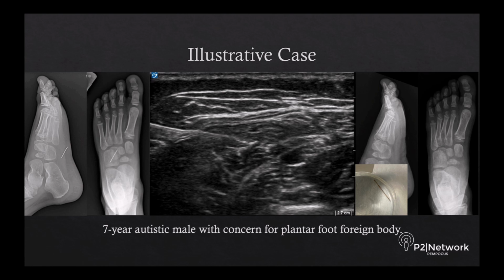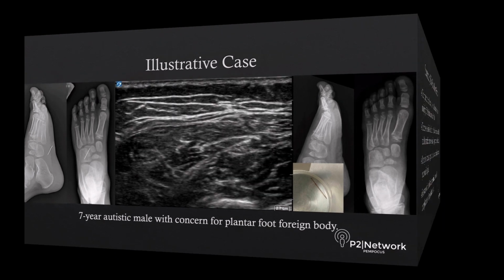The block actually worked so well that we were mid-procedure, and mom came around to the end of the bed to ask us if we had started yet, and we had a hemostat fully buried in the patient's foot, and he had no idea that we were even proceeding with the procedure.